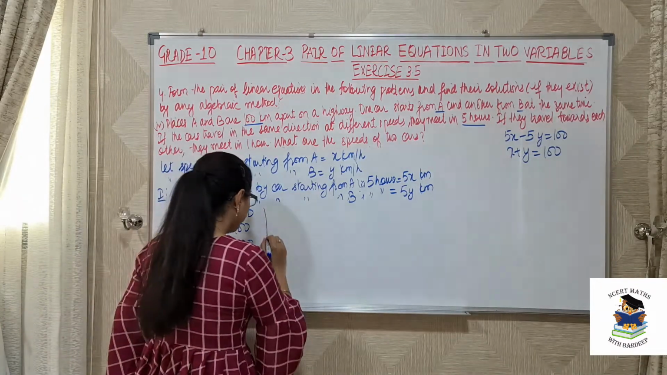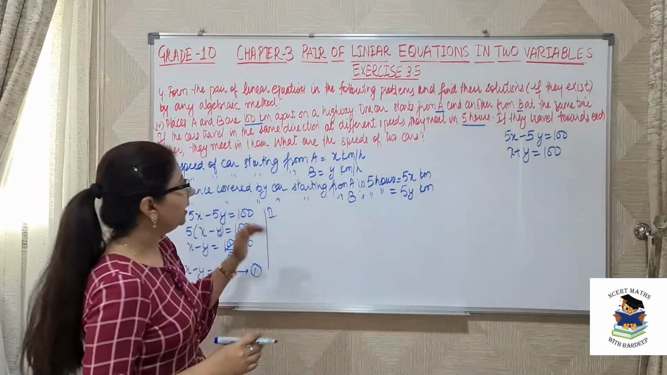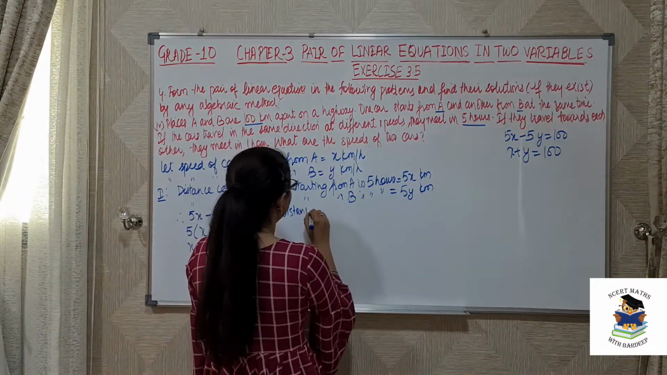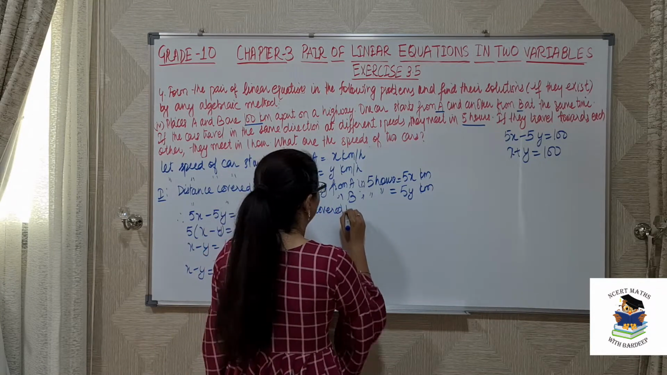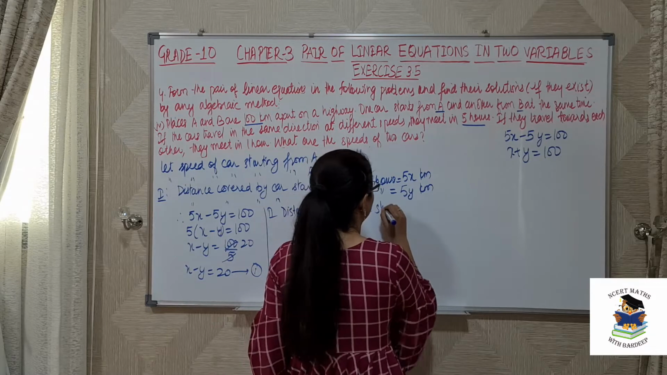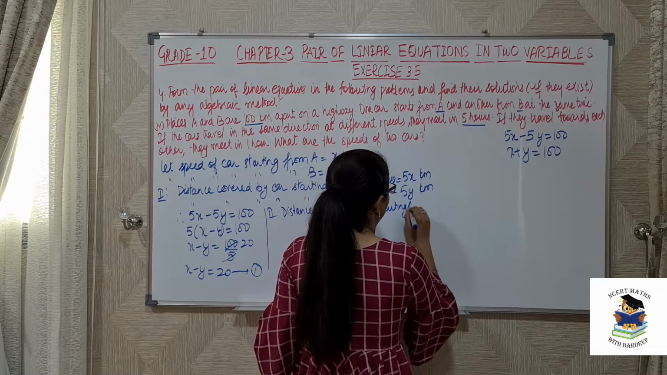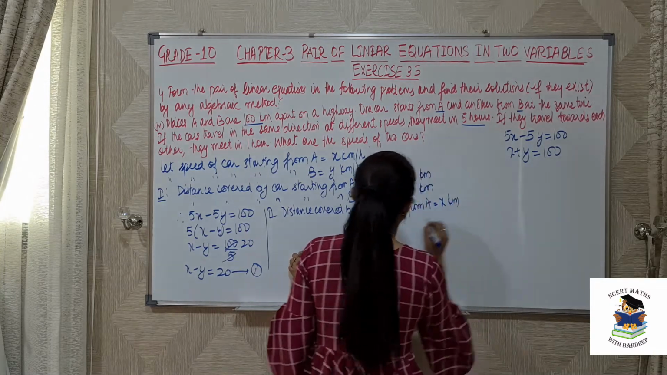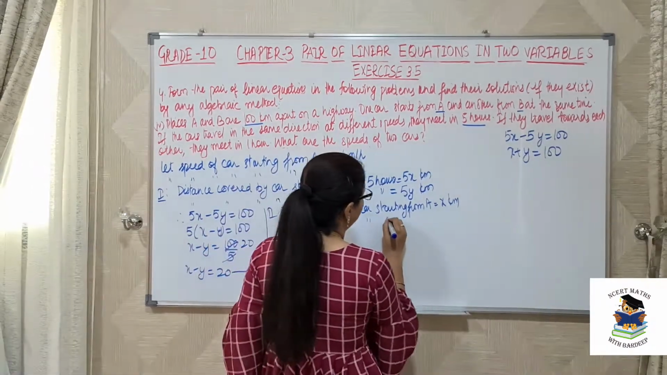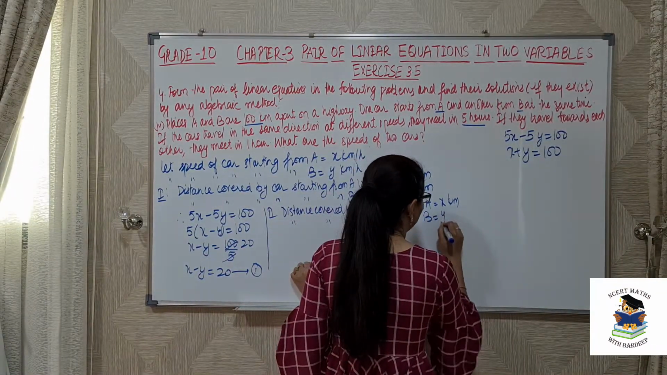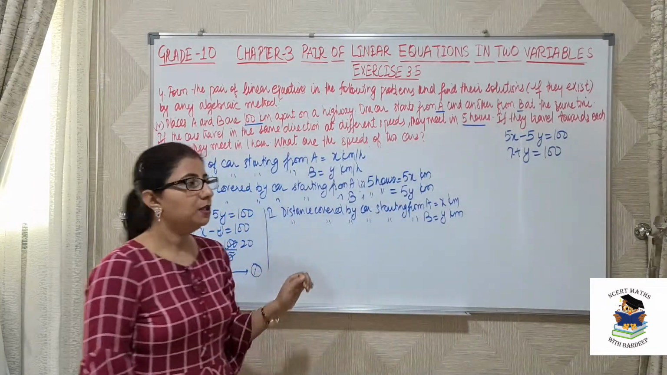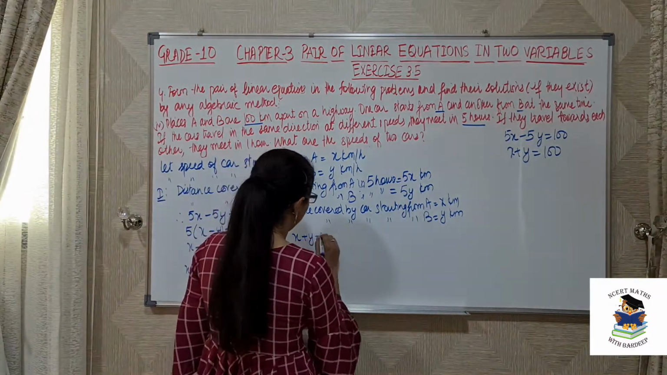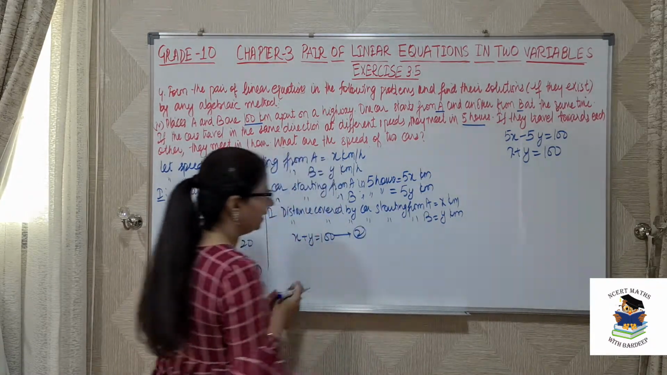Now let's see the second case. Second is when they are moving towards each other. They will meet after 1 hour. So we will write distance covered by a car starting from A. So x into 1 means x kilometers. And distance covered by a car starting from B is y into 1, that means y kilometers. So our equation is together they have covered 100 kilometers. So x plus y equals 100. So this is my second equation.